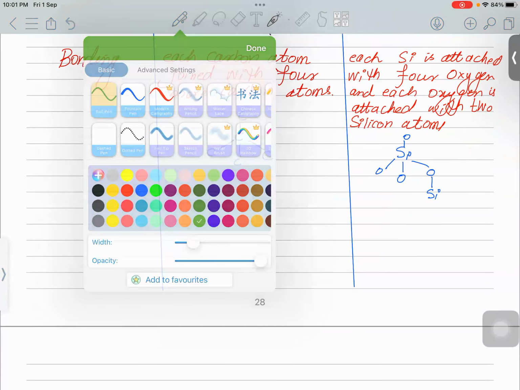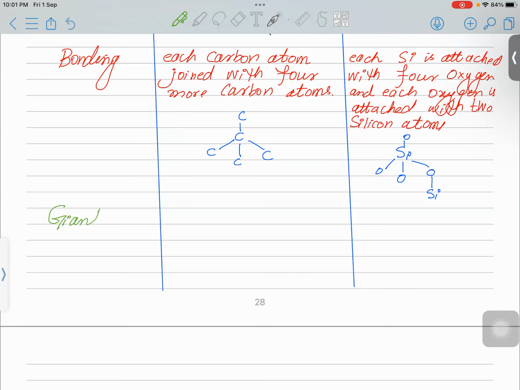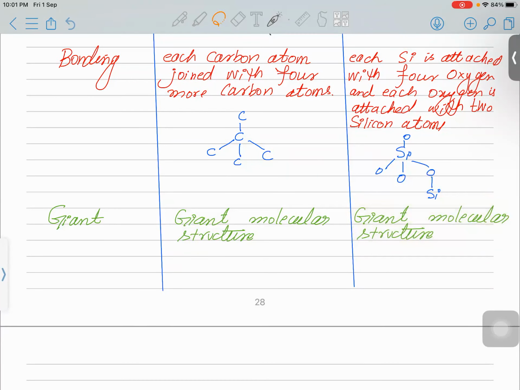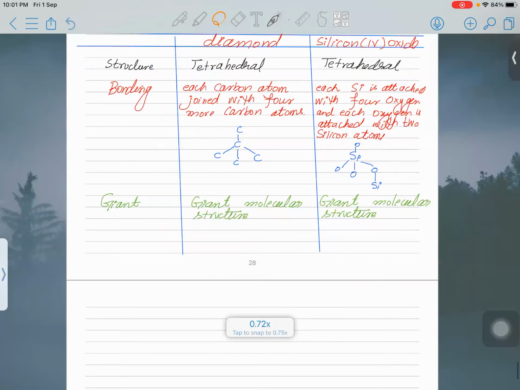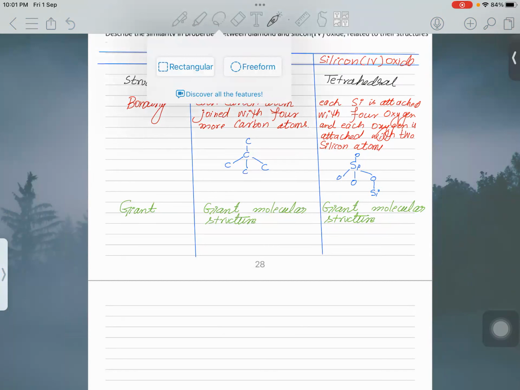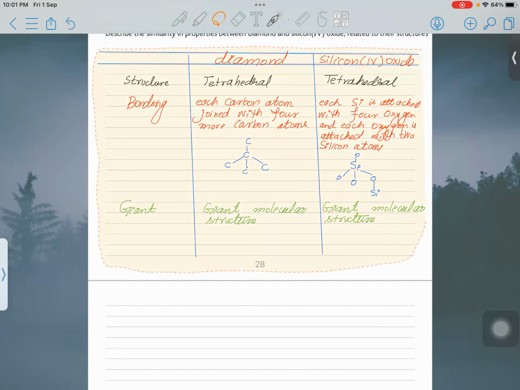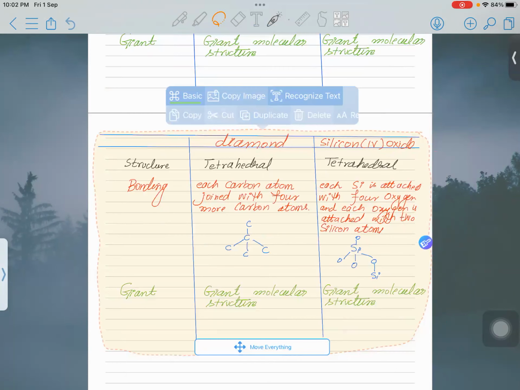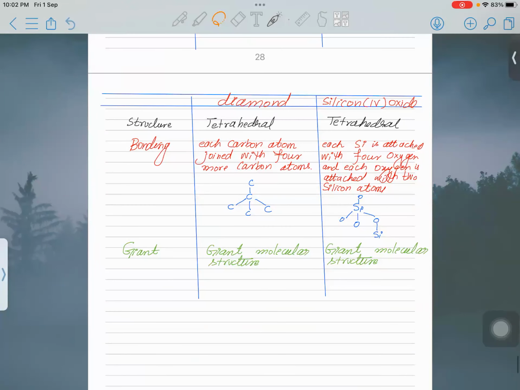Now next is giant. So both are giant molecular structures. Now conductivity. Next is conductivity.